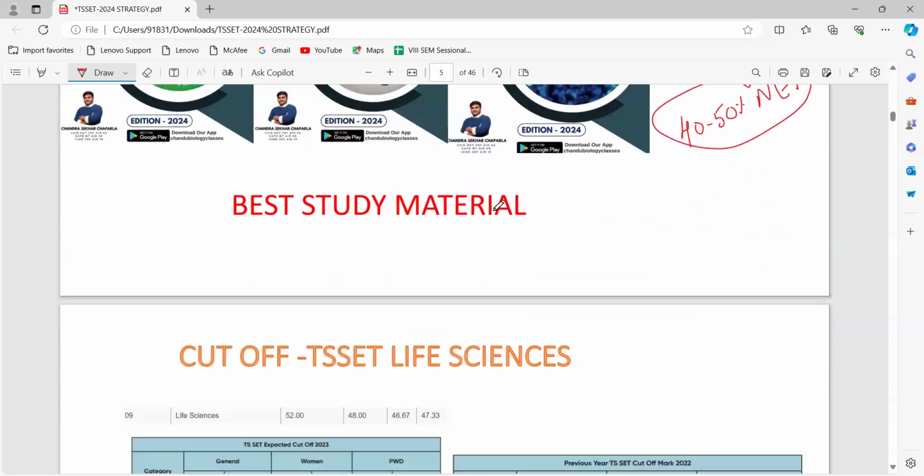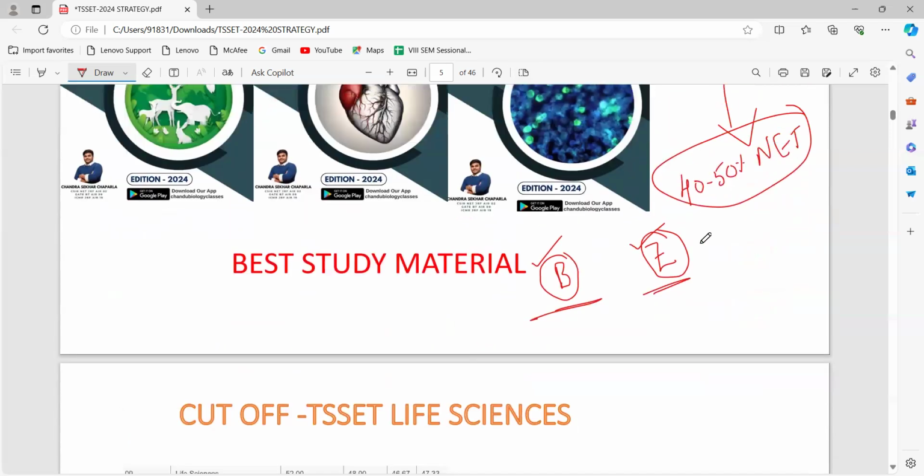That never happens, friends. In Telangana, the disadvantage for most people is that if they are from a botany background, they only focus on botany, and if they are from a zoology background, they only focus on zoology. But trust me, these kinds of students never qualify the exam, because you are not writing the exam in botany or zoology, you are writing the exam in life sciences.